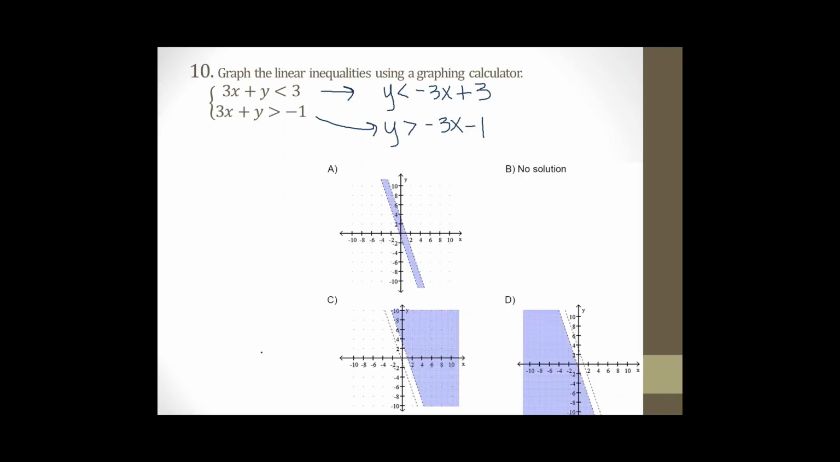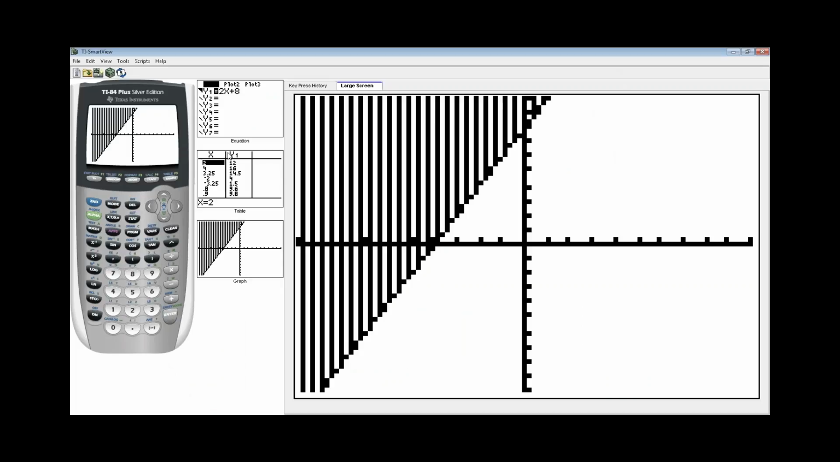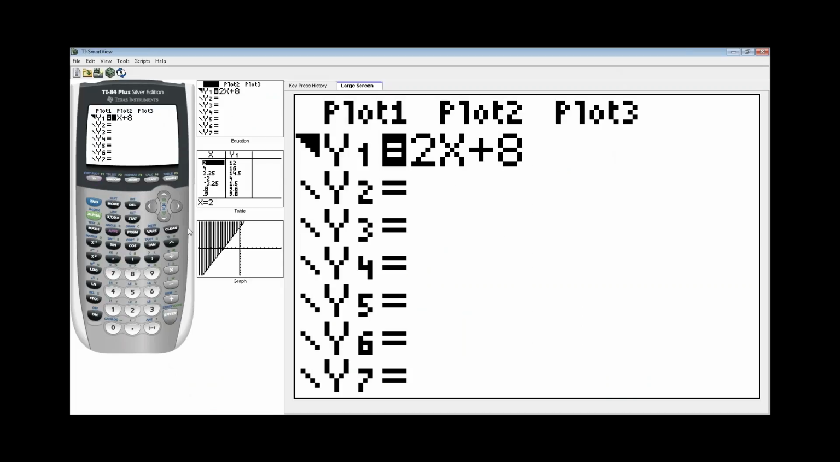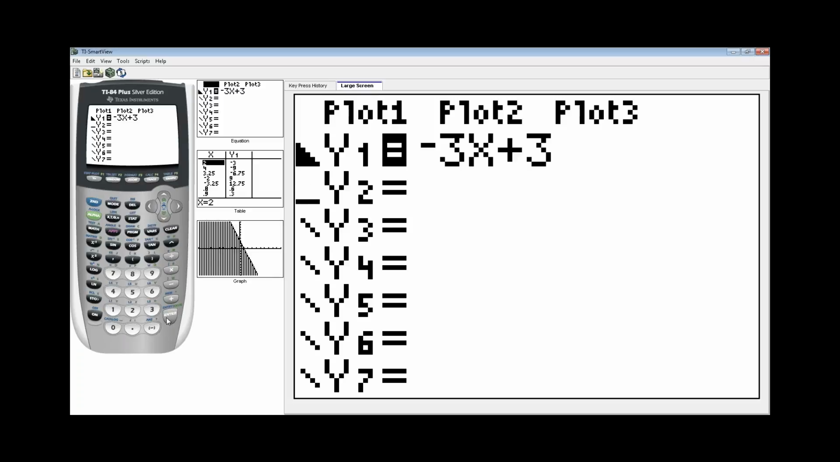Let's go to the graphing calculator, and again, we want to go to y equals. Let's clear this out, and let's put in our new system of inequalities. So we have y is less than -3x plus 3. So I'm going to set that up to where it's less than. So I want to choose the bottom corner. There we go. And then now for the next one, it's y is greater than, so let me go ahead and set that inequality up, -3x minus 1. Okay, so those are our inequalities, and now we're going to graph it.